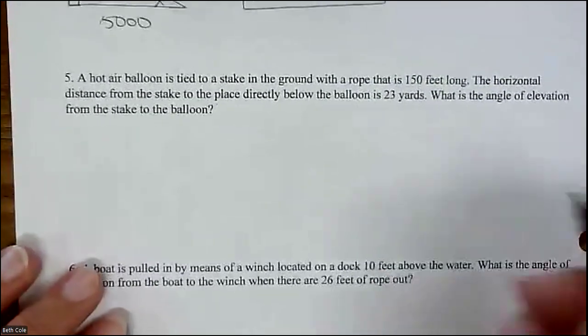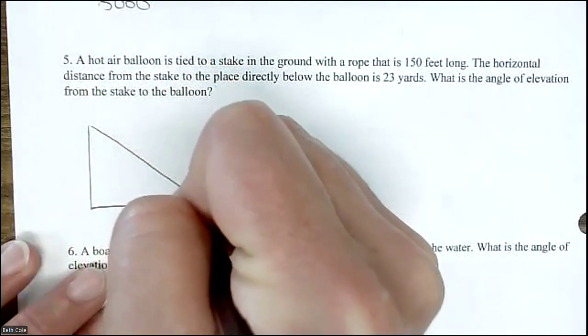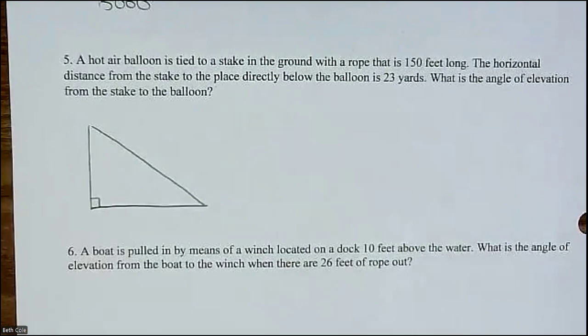Let's try it again. A hot air balloon is tied to a stake in the ground. Now, because of wind and stuff, the hot air balloon isn't going to be right over top of where it got tied in the ground. It's going to be like the kid with the kite string. Do you get what I'm saying? It's tied to the ground, but it moved.